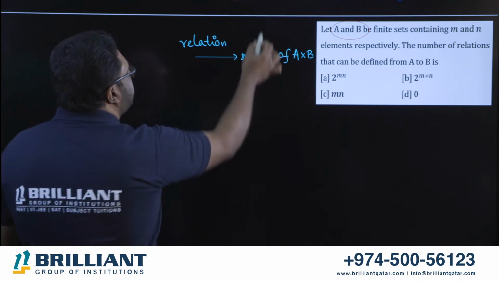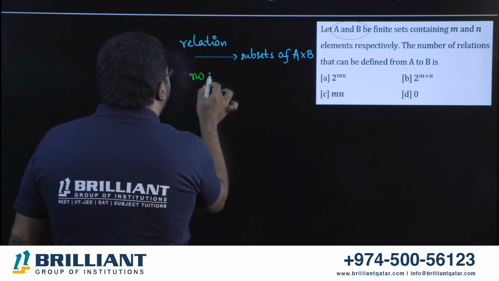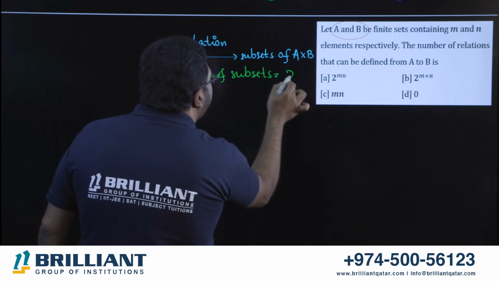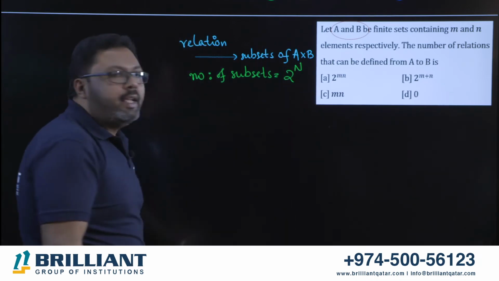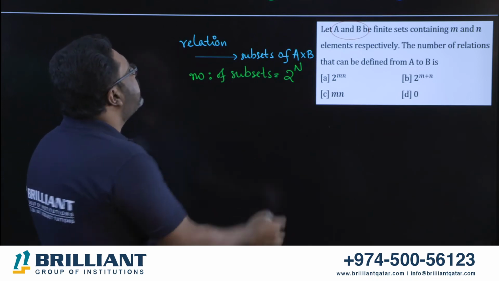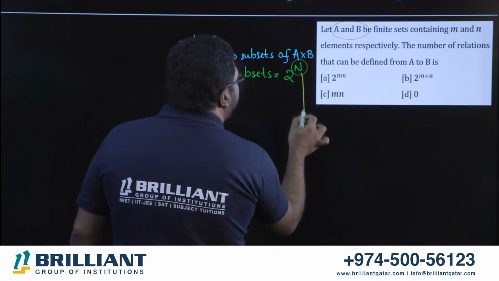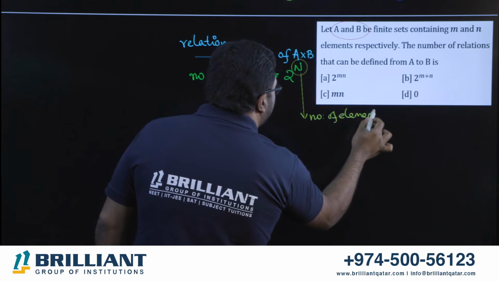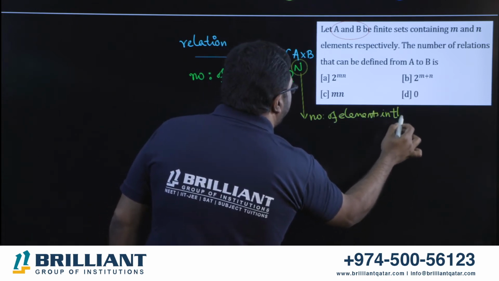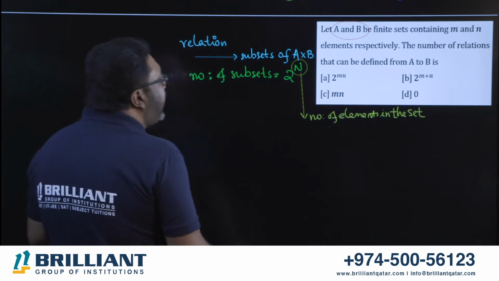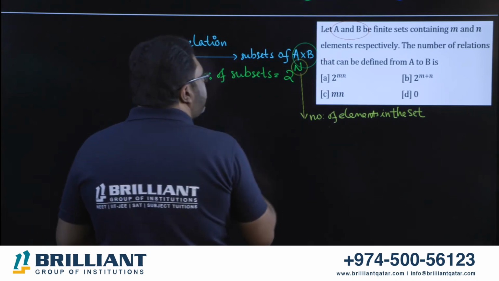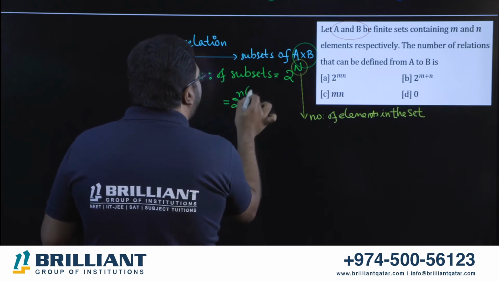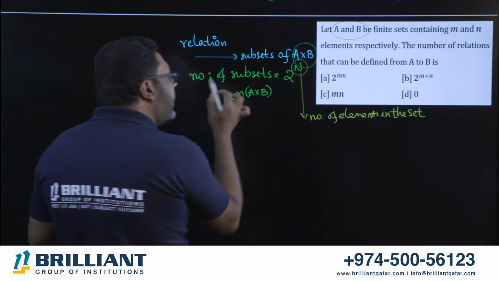Okay. Next, what is the formula for number of subsets? Again, an 11th standard concept. What is the formula for number of subsets? 2 raised to n. What is n? n is the number of elements in the set. So here my set is A cross B. Therefore, what is going to be 2 raised to n? That is equal to 2 raised to the number of elements in A cross B.